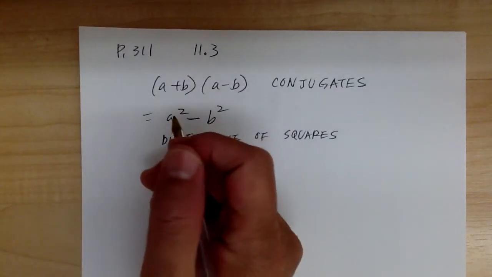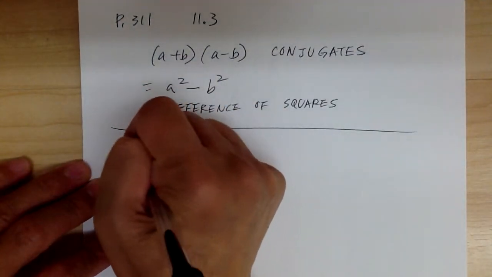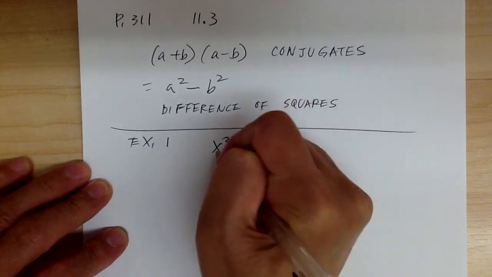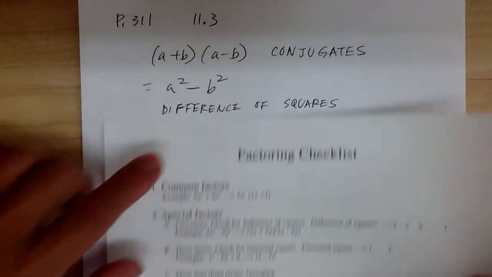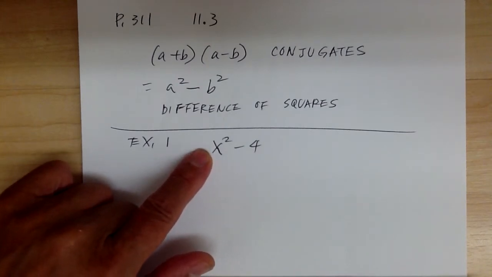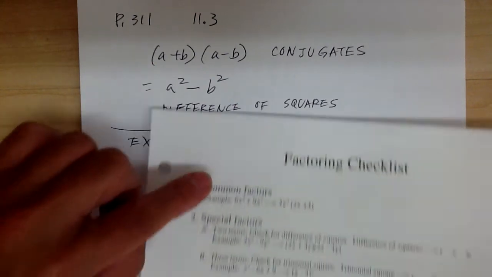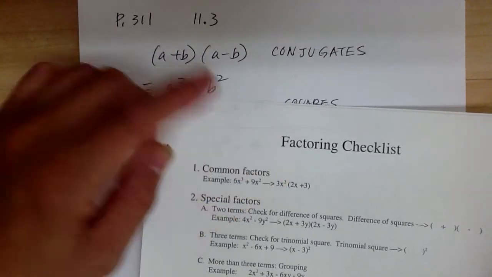So let's go and do some examples. Example 1, x squared minus 4. You can go through the checklist. Step 1, common factor. Can you factor the number? No, there's no number for you to factor out. And you cannot do the variable because there's no variable over here. They don't have anything in common. So you go through step 1, and you go to step 2.